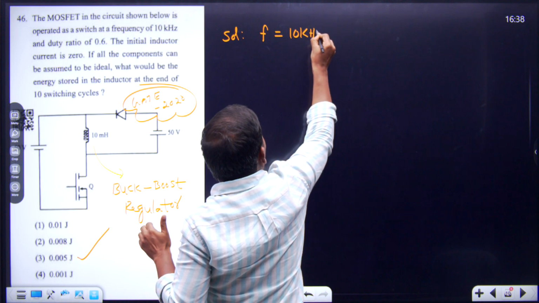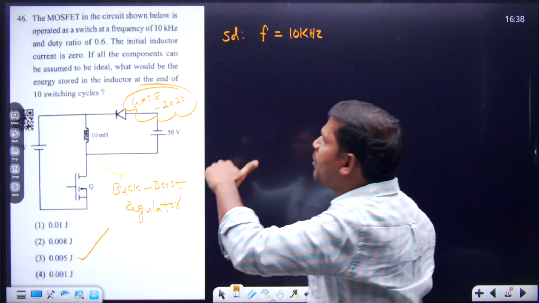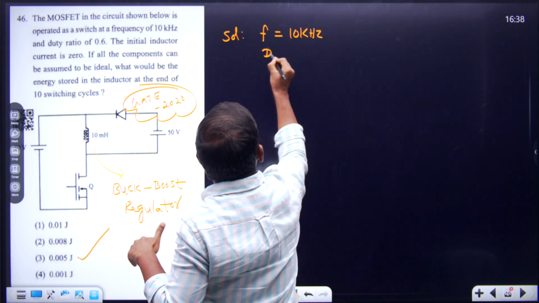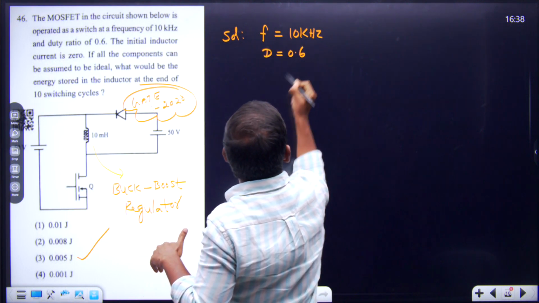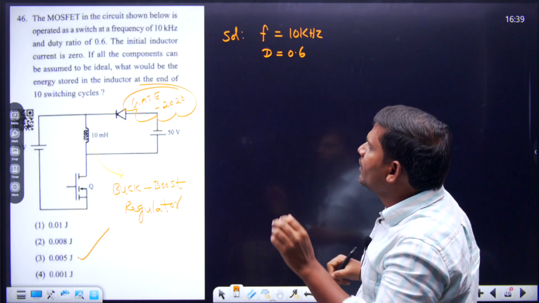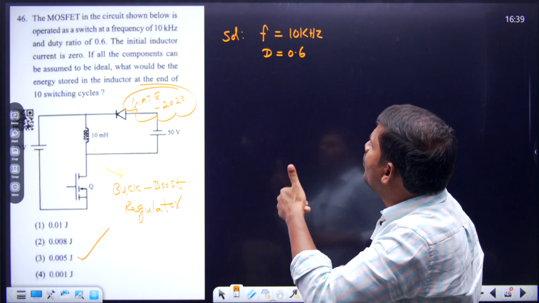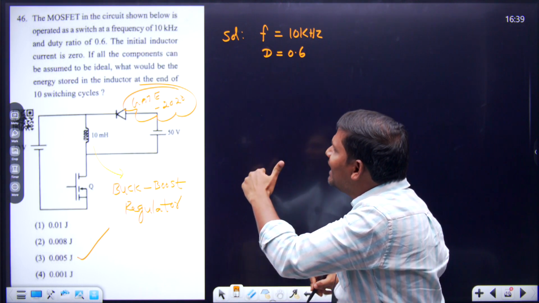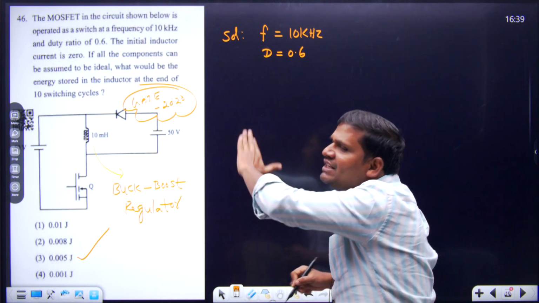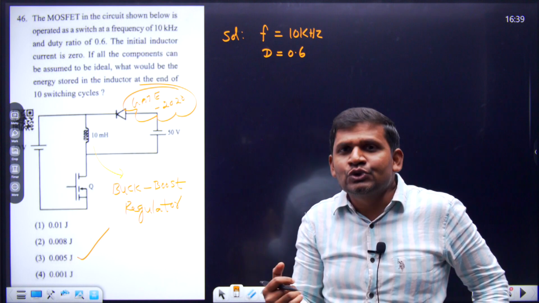Here I am going to give a very simple explanation, you concentrate. The duty ratio is 0.6, students. The initial inductor current is 0. If all the components can be assumed to be ideal, what would be the energy stored in the inductor at the end of 10 switching cycles? After 10 cycles, what is the energy stored in the inductor?